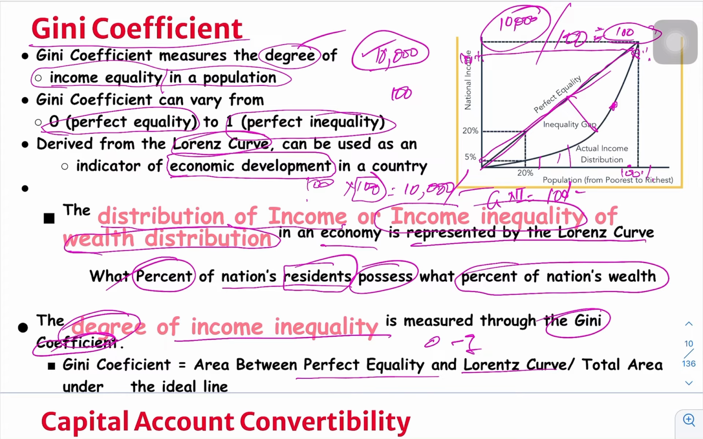Okay, so the degree: if it is 0, that is, if these two lines become equal, there is no inequality, perfect equality. If it is 1, if it falls like this, there is total inequality in that country. Nobody asks for the formula, but if you are applying for other economics examinations, it is the area between the perfect equality line and the Lorentz curve, this inequality gap, divided by the total area under the ideal line. This is the ideal line, the perfect equality line. This is the total area. I hope you understand.